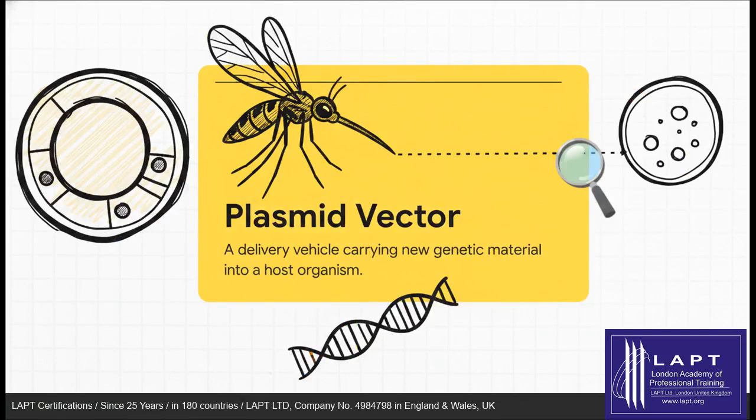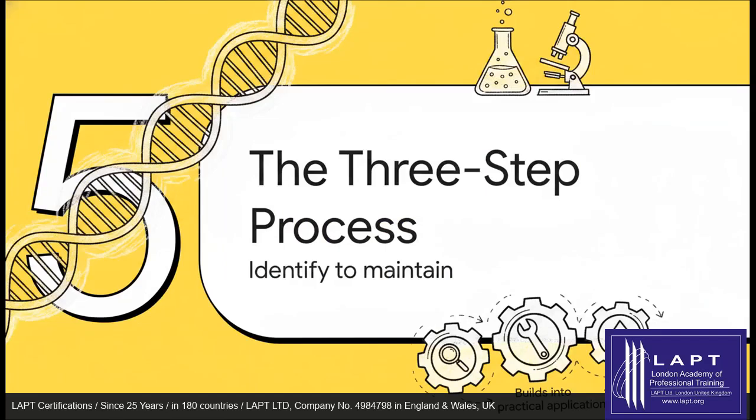That's where that circular plasmid acts as a vector. Think of it kind of like a mosquito. Much like a mosquito acts as a delivery system transmitting a disease to a host, the plasmid vector serves as a microscopic vehicle. It carries our newly engineered genetic material straight into the target organism. Let's move to Section 5 and see how this builds. The three-step process, from identification to maintenance.